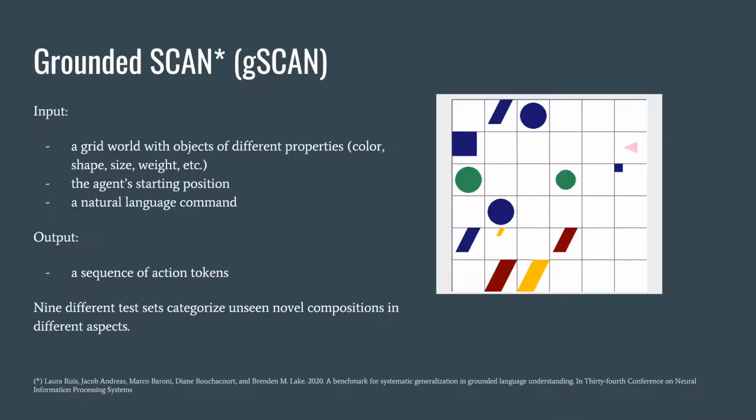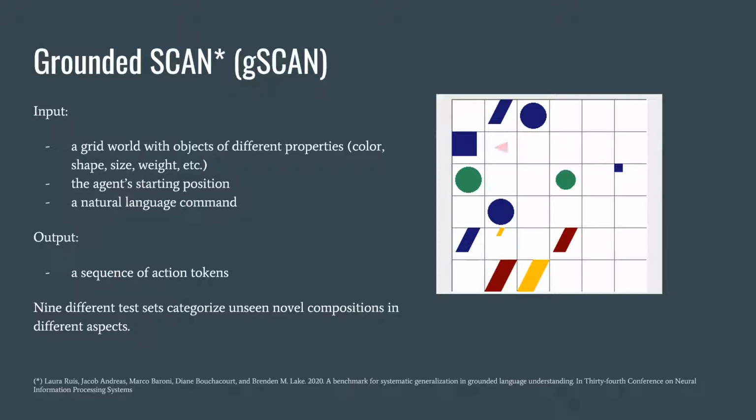To be more specific, for the input of this gSCAN dataset, we have a grid world with objects of different properties such as color, shape, size, and weight, etc. We are also given the agent's starting position as well as a natural language command. The expected output, as you can see in the previous slide, will be a sequence of action tokens, consisting of pretty simple words like turn left or walk or turn right, etc.